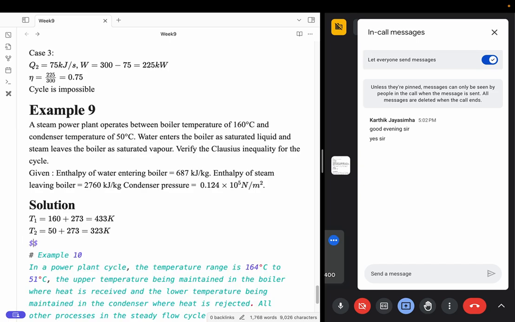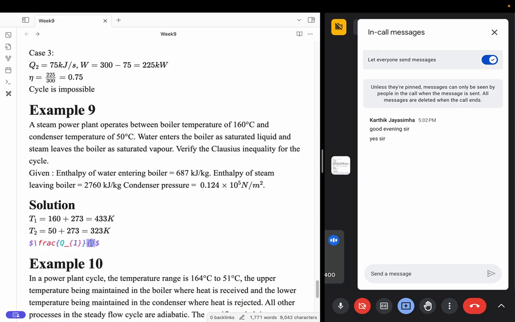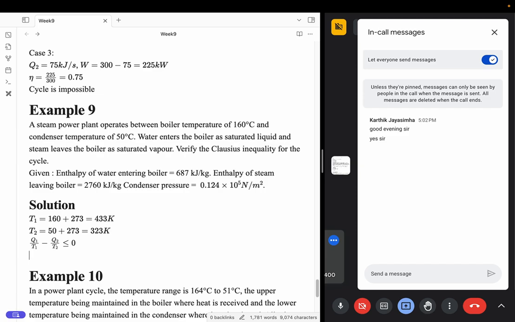So Clausius inequality is again just as we have written before, Q1 by T1 minus Q2 by T2 should be less than or equal to 0. In case of reversible, it will be equal to 0, otherwise it will be less than 0. So in order to verify this, I know T1 and T2, I need to calculate Q1 and Q2. So how do I calculate Q1 and Q2?